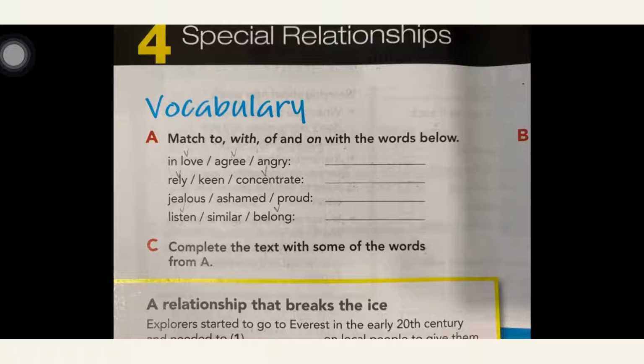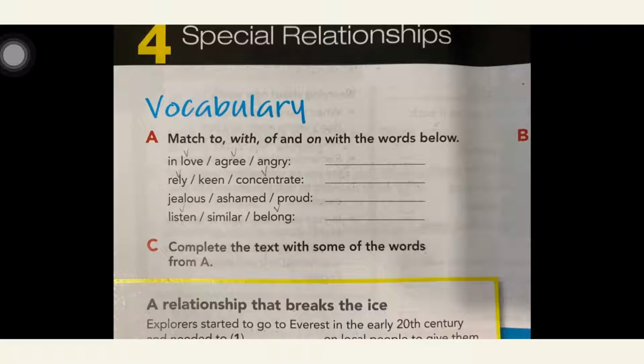Okay, so let's try to do the first one and the second one. In love, agree, angry. Which preposition can be used together with these words? In love with, yes, in love with, agree with, angry with. What about the second one? Rely, keen, concentrate. Which preposition can be used with those words?